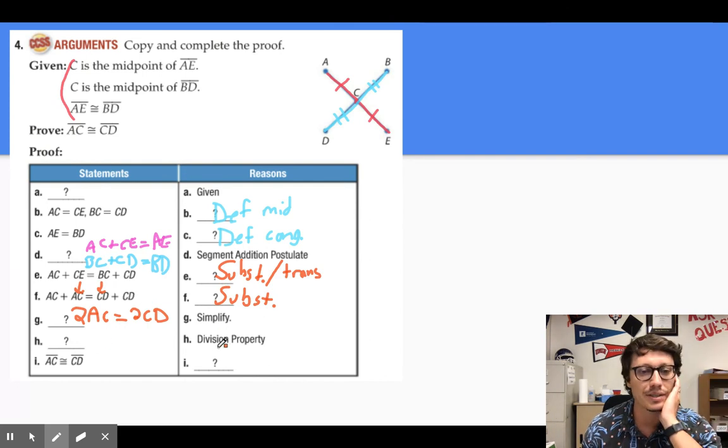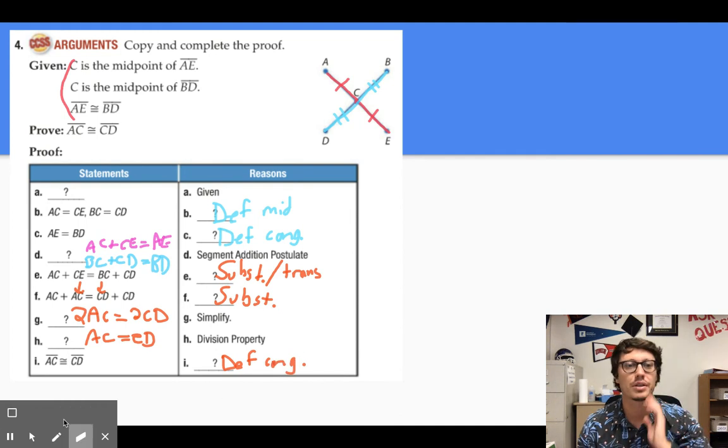Okay, next, division property. We know that we have to divide. Well, we're going to divide by 2 on both sides. If we divide by 2 here, and we divide by 2 here, the 2's will cancel out, and we just end up with AC is equal to CD. And if we switch from AC is equal to CD to segment AC is congruent to segment CD, all we have done is change from an equal to a congruent sign. So that there, ladies and gentlemen, is the definition of congruence. All right, so there's our example there.